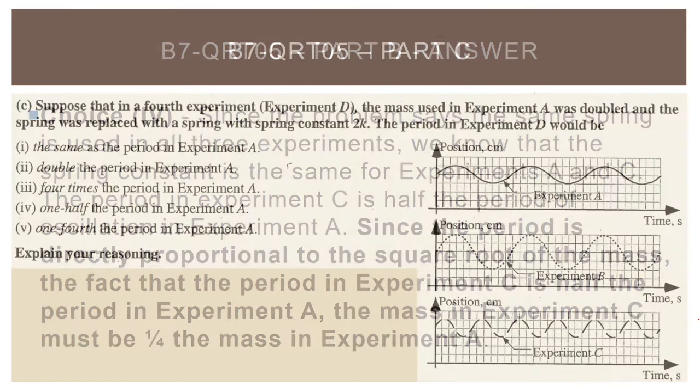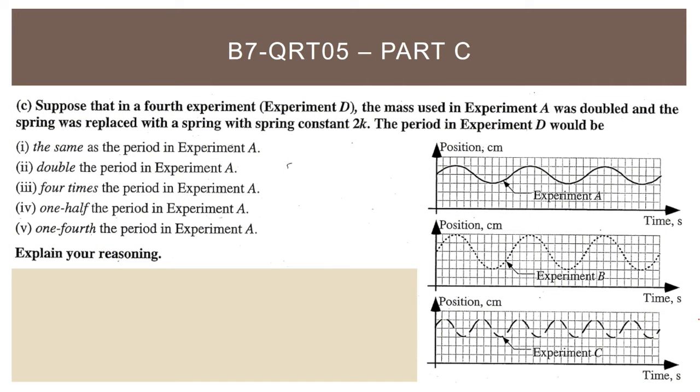All right, moving on to part C. In part C now, it says, suppose that in a fourth experiment, experiment D, the mass used in experiment A was doubled, and the spring was replaced with a spring with a spring constant of 2k. The period in experiment D would be, and now they're asking you to compare the period in experiment A to this hypothetical experiment D. Take a second to pause this video here, come up with an answer, come up with an explanation. When you hit play, we'll go over it.